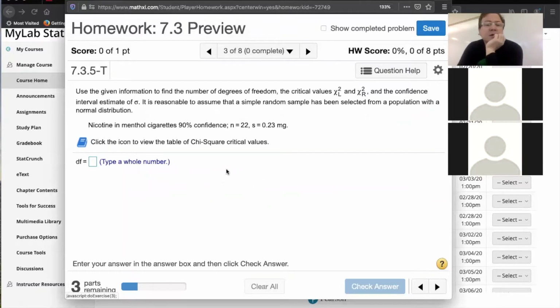Use the given information to find the number of degrees of freedom, the critical values XL and XR, and the confidence interval estimate of sigma. It is reasonable to assume that a simple random sample has been selected from the population distribution. Nicotine in menthol cigarettes, 90% confidence, sample size, standard deviation.